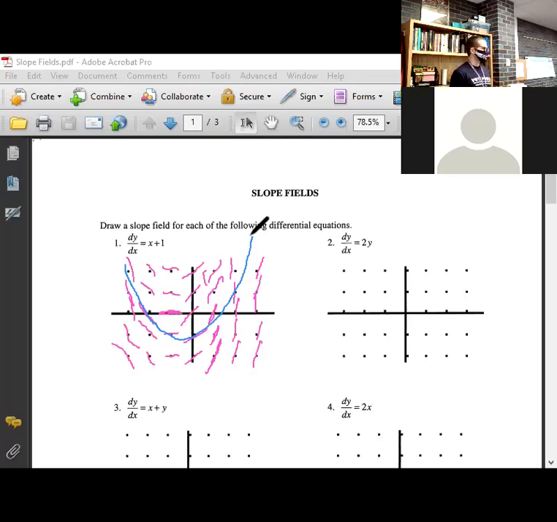All right. So that's what you're doing on the rest of the front page. You don't have to draw in a particular solution, but if you're trying to visualize what it looks like, there you go. That's what it looks like.